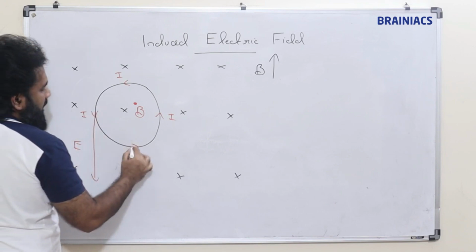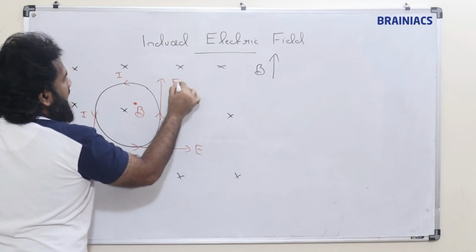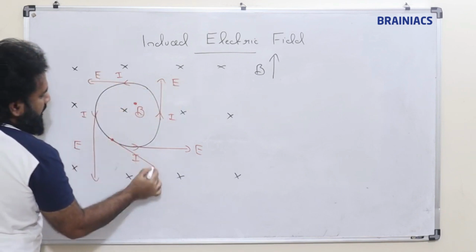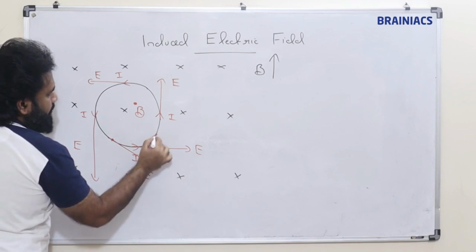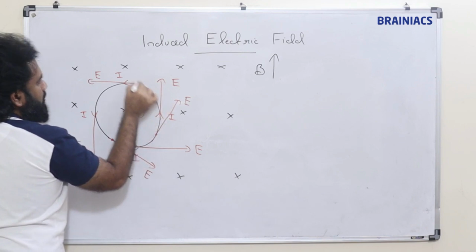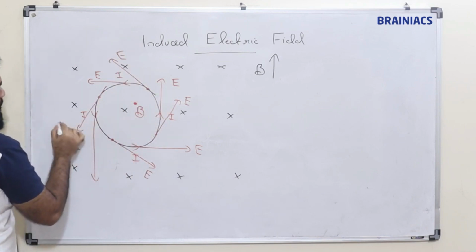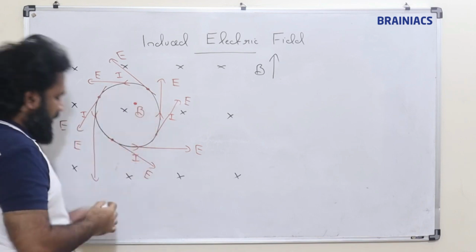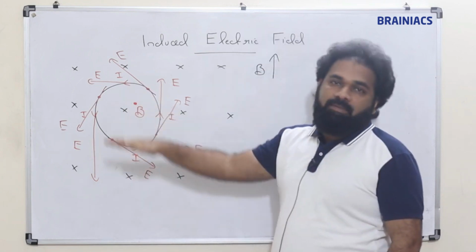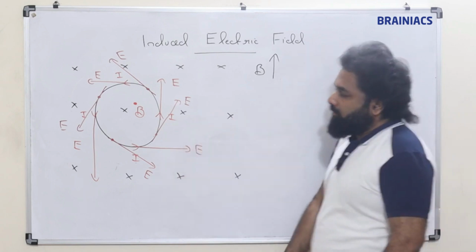If it is circular, then this is going to be tangential. This is going to be the direction of the electric field. If we consider this point, this will be the direction of the electric field. Because of this electric field, this current is generated here. Clear? So this is the direction of the electric field.